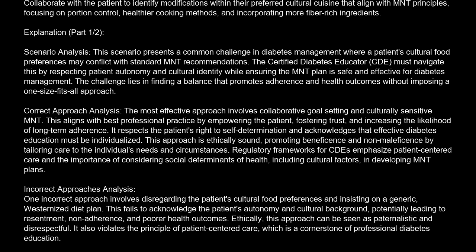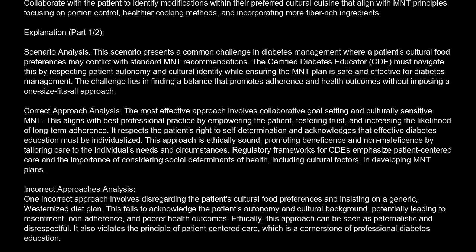Correct approach analysis. The most effective approach involves collaborative goal setting and culturally sensitive MNT. This aligns with best professional practice by empowering the patient, fostering trust, and increasing the likelihood of long-term adherence. It respects the patient's right to self-determination and acknowledges that effective diabetes education must be individualized. This approach is ethically sound, promoting beneficence and non-maleficence by tailoring care to the individual's needs and circumstances. Regulatory frameworks for CDEs emphasize patient-centered care and the importance of considering social determinants of health, including cultural factors, in developing MNT plans.